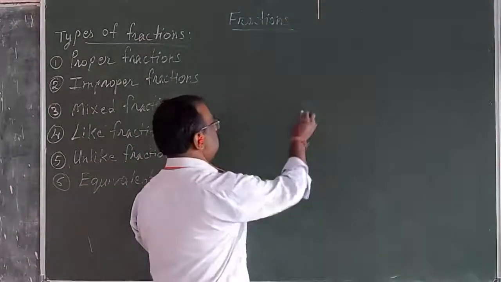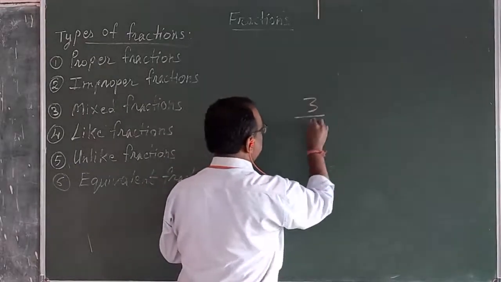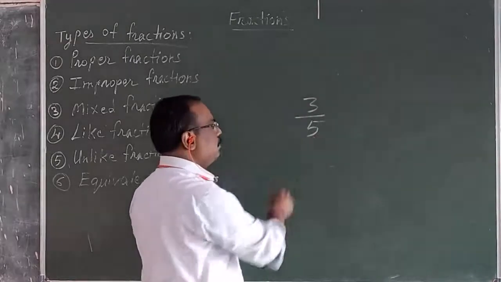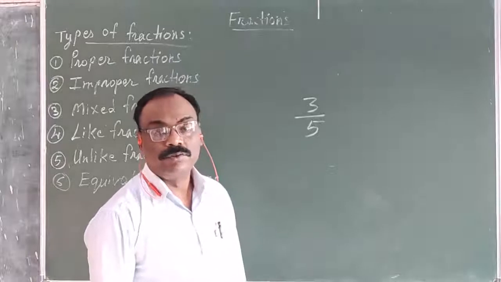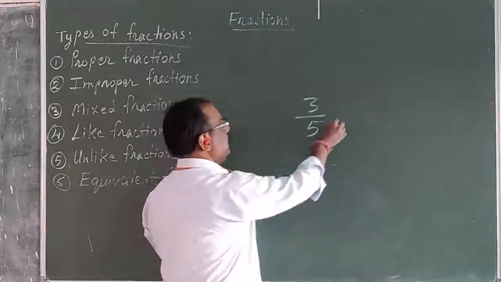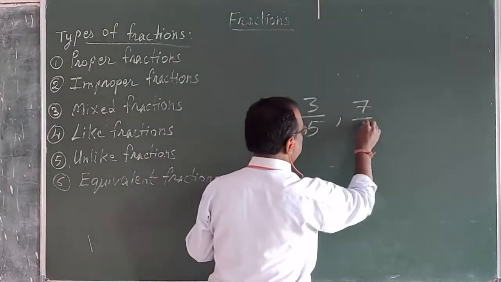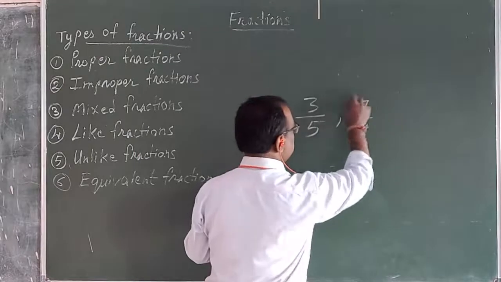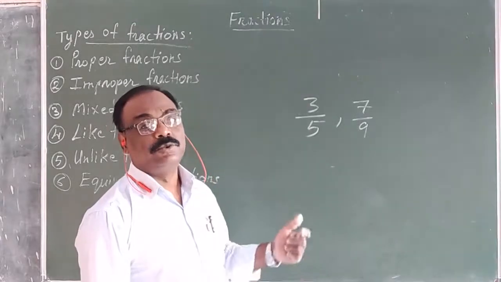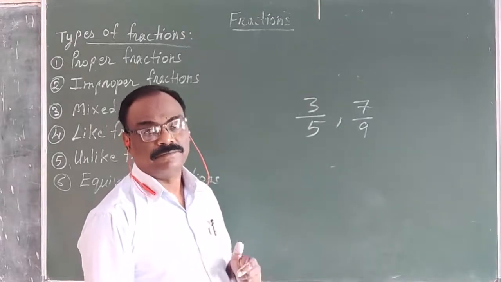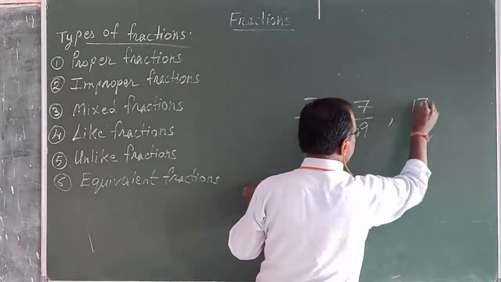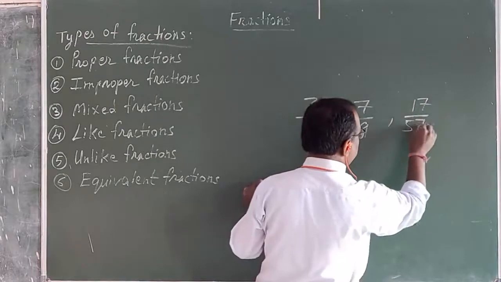Just now I have written here 3 by 5. You can see that the numerator is less and the denominator is more. So we will call this a proper fraction. When I write here 7 by 9, you can see 7 is less and 9 is more. The denominator is more, the numerator is less, so it is a proper fraction. Or when I write something like 17 by 57.